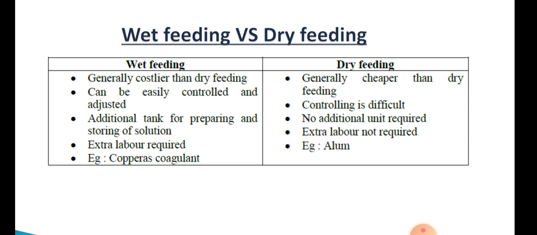In the wet feeding device, we have an additional tank for preparing and storing the solution, whereas in the dry feeding device we only have a hopper bottom tank through which the powder is added to the mixing basin. So there is no additional unit in the case of a dry feeding device. Also, in wet feeding we require extra labor, and in dry feeding extra labor is not required. Normally one example of a coagulant used in the wet feeding process is copperas, and in the case of dry feeding we use alum.